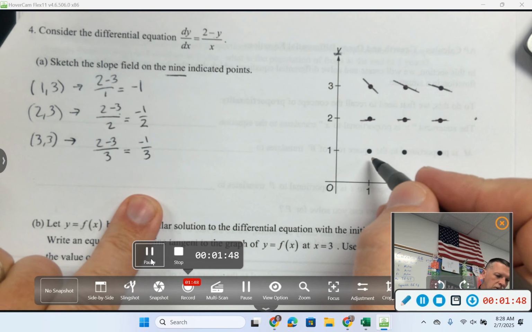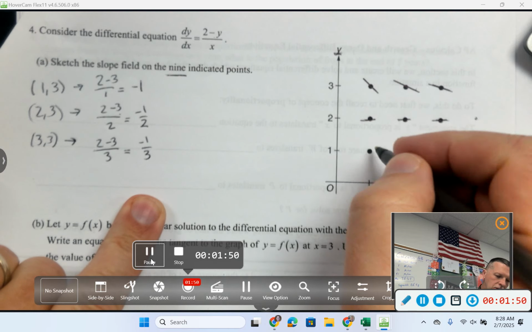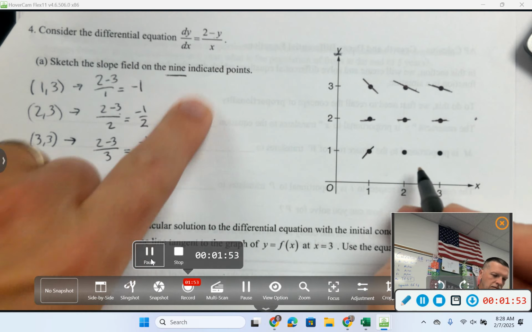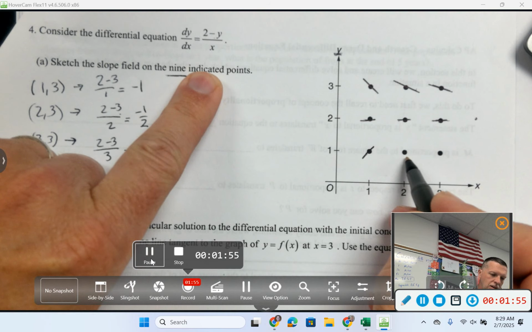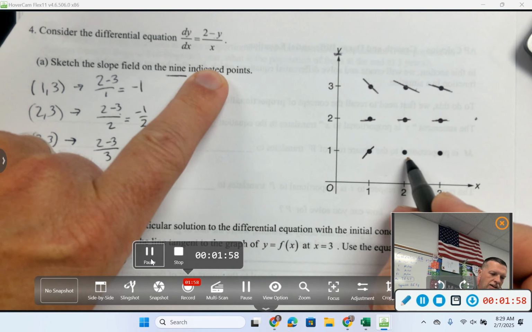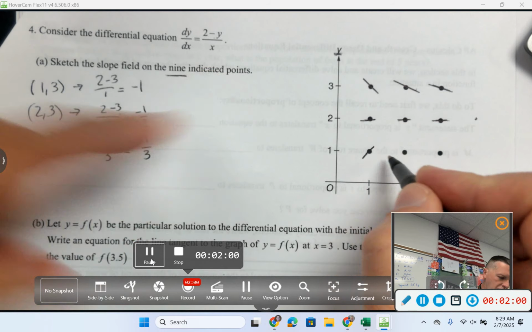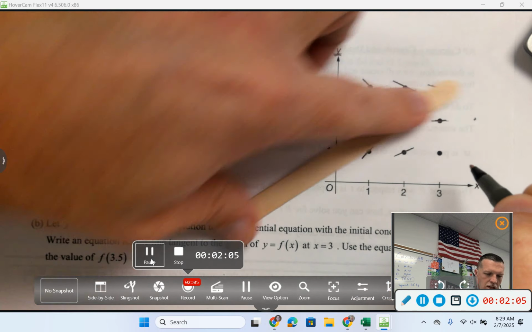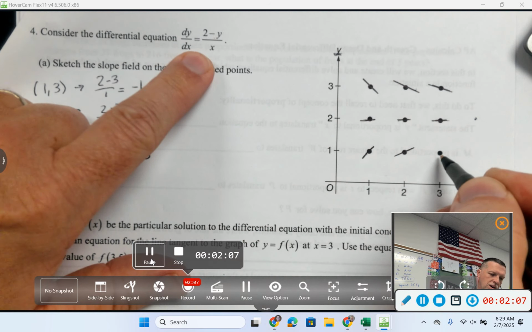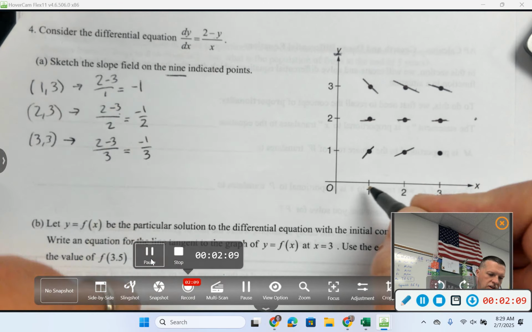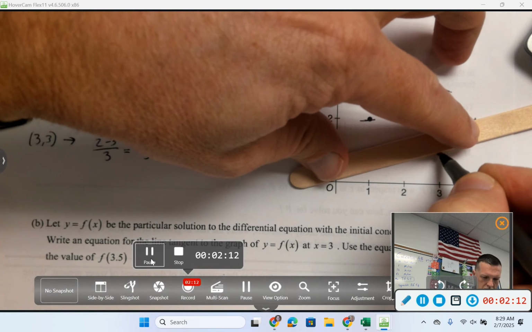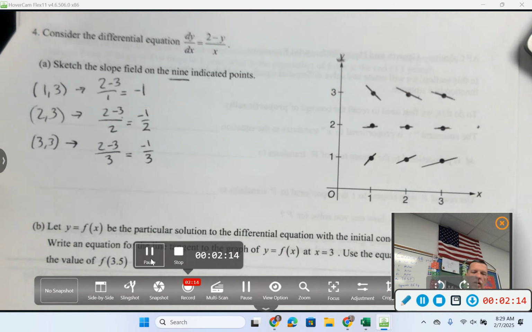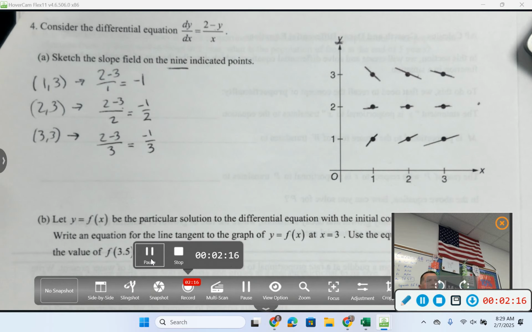Let's see, so 1, 1 would be 1 over 1 is 1. If I plug in 2, 1, so 1 for y, 2 for x, that'd be 1/2. So I'm aiming for a slope of 1/2. And then if y is 1, x is 3, that's 1/3. So there's my slope field. Again, just go piece by piece, plug things in, and put the little slope piece on.